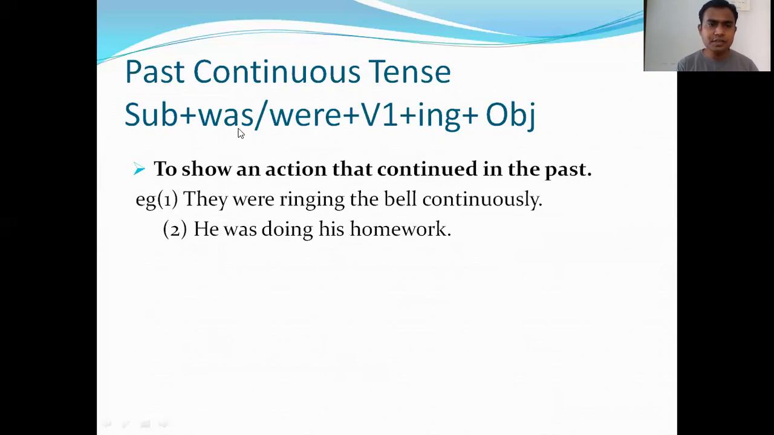Was we use with single noun, single subject. Were we use with plural subject. Okay. Verb 1 and ing we have to use because it's a continuous tense. So ing has to be added, and the object.